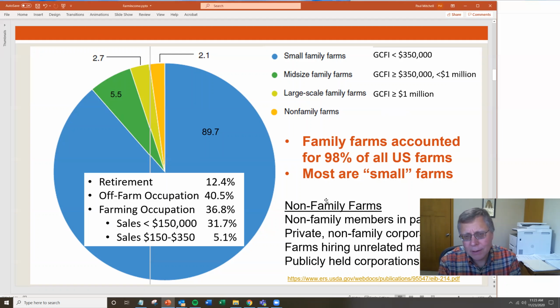And the last one are publicly held corporations. There are some that still hold some land, think of like a seed company, might be growing seed corn, and they also grow other crops and sell those as well as sort of rotations through their seed corn industry or fields. They would be non-family farms, publicly held corporations potentially. So most of these are small farms, and 98% of farms in the U.S. are family farms.